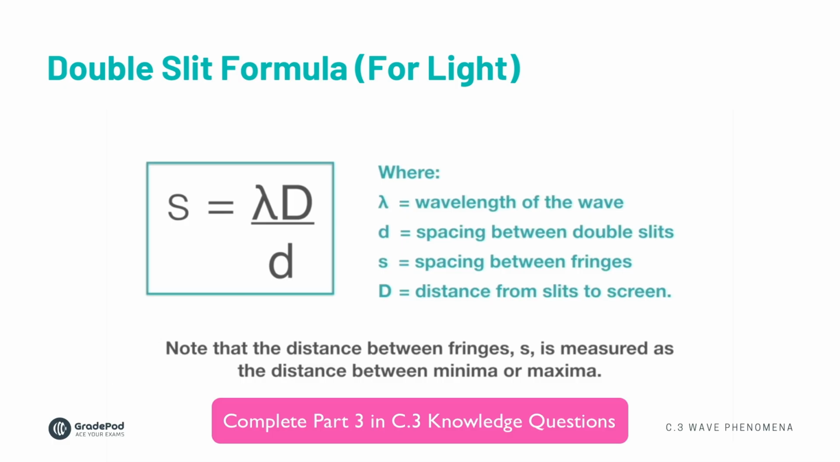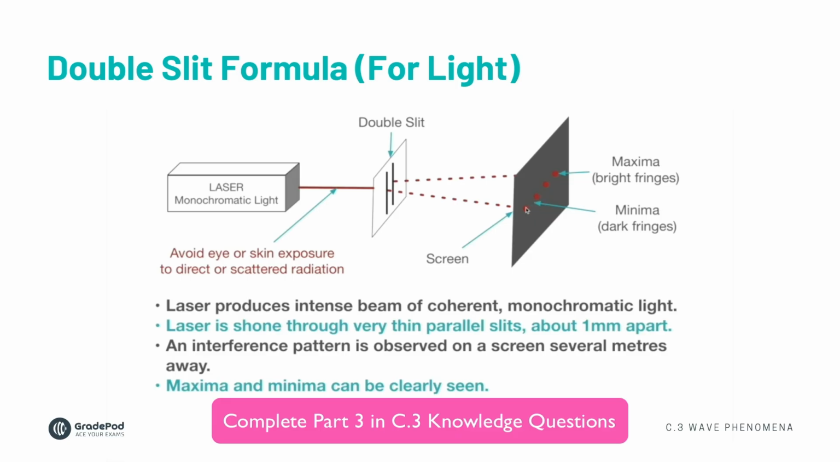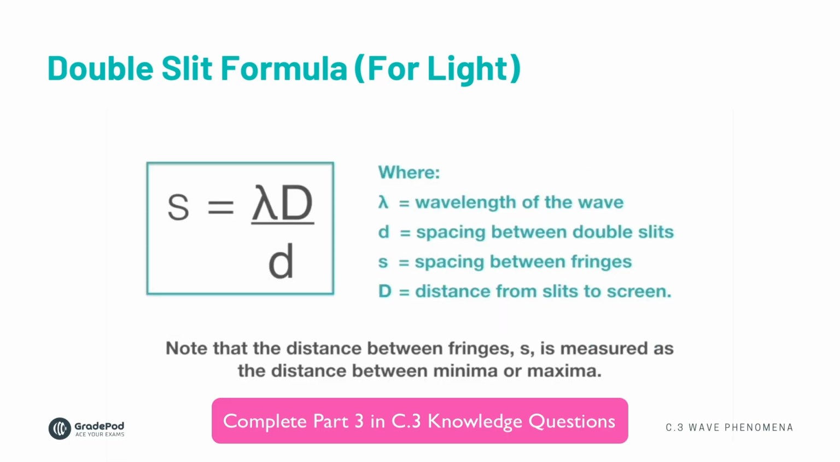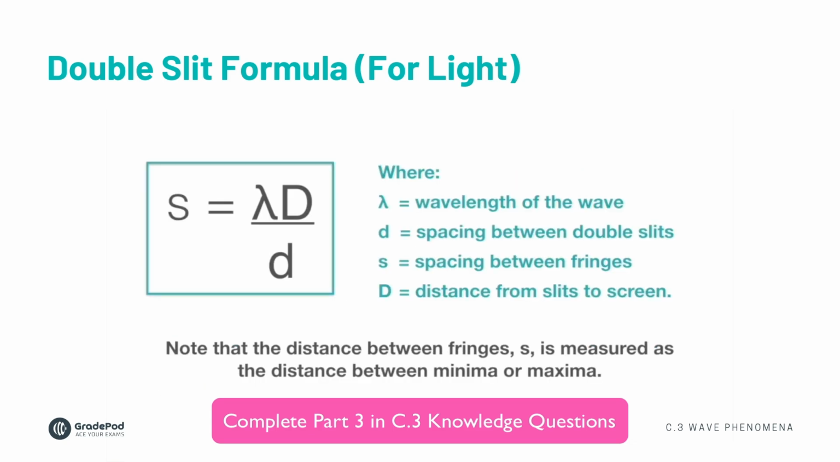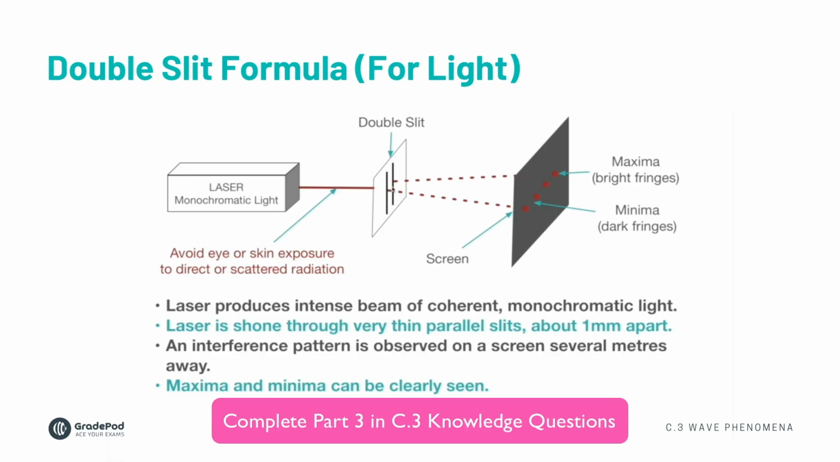If we go back to here, s is the spacing between the fringes, so that is the spacing between the centre of the maxima or the centre of the minima. Big D is the distance from the slits to the screen. So we go back to here, that would be from there to there, that's big D. Small d is the spacing between the double slits. So let's look back to here. That distance there is small d. And finally, lambda is the wavelength of the light coming out.